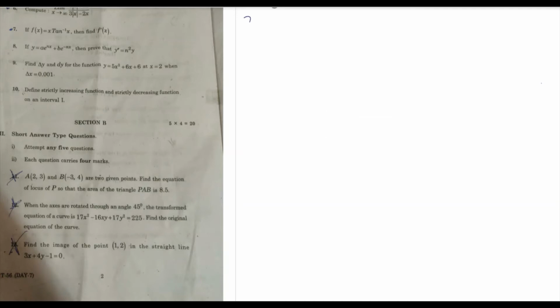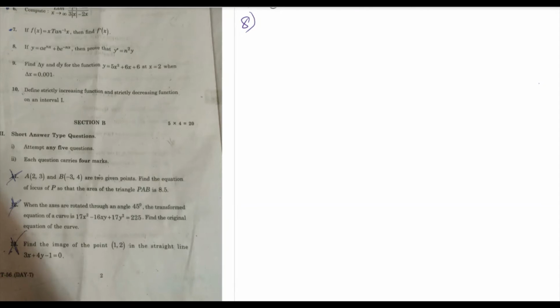Next is the 8th question. If y equals a into e power nx plus b into e power minus nx, then prove that y double dash equals n square into y. We have y equals a into e power nx plus b into e power minus nx. If I differentiate this, y dash will be equal to a into e power nx into n plus b into e power minus nx into minus n.